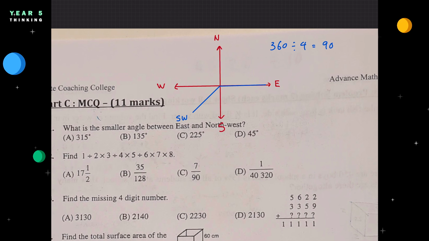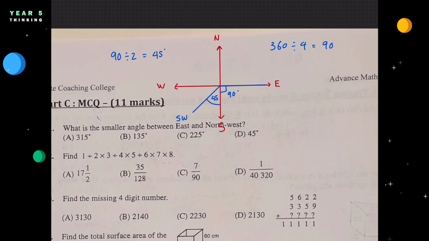Okay, so to go from east, we're going to go to south first, and that's 90 degrees. Now to go from south to southwest, that's only halfway to west. If you go all the way from south to west, that's another 90 degrees, but we only went halfway, which means that this angle is half of 90 degrees, right? 90 degrees divided by 2 gives you 45 degrees. So this is your 45 degrees, and this is 90 degrees.